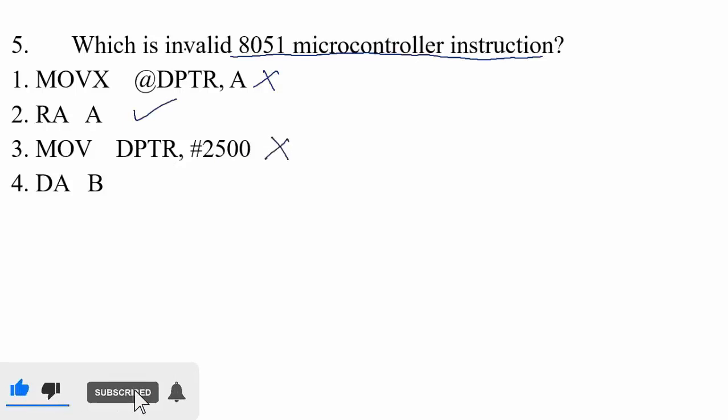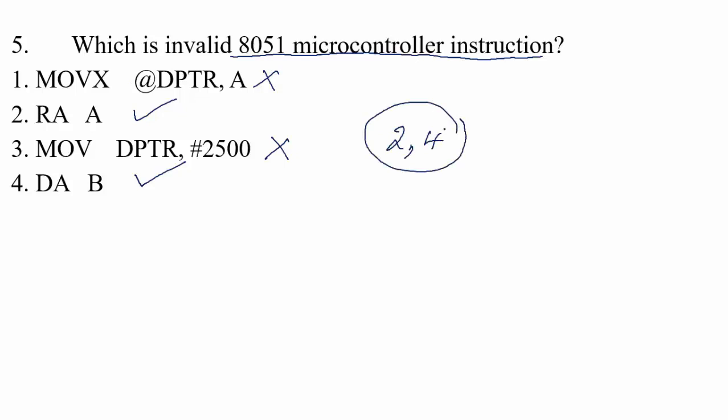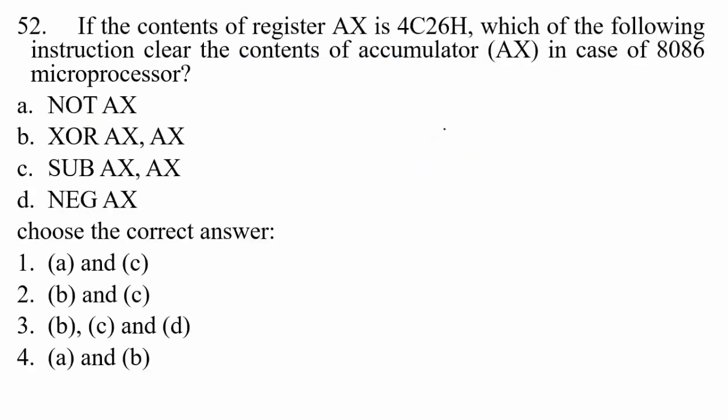Since they are asking for an invalid statement, statement 3 will be a wrong one. DA A is nothing but DAA, meaning decimal adjust after addition. But what they have given is DAB, so this statement is invalid. So for this, option 2 and option 4 is correct. Anyway, UGC NET has given grace marks for this question.